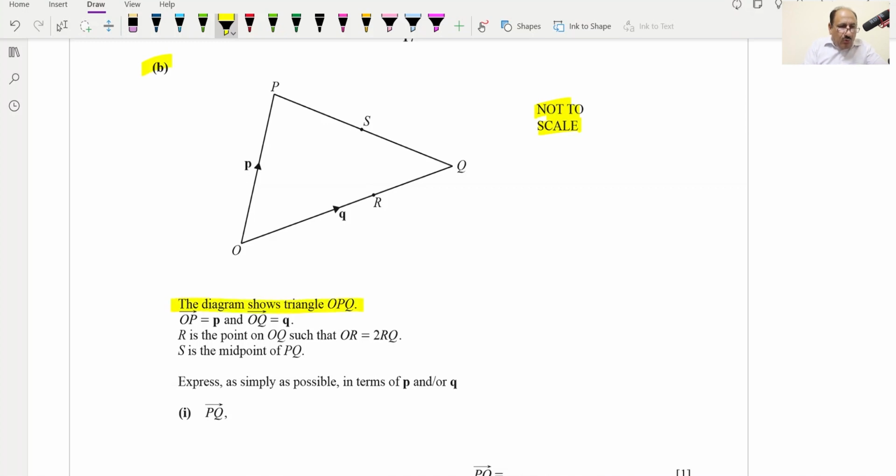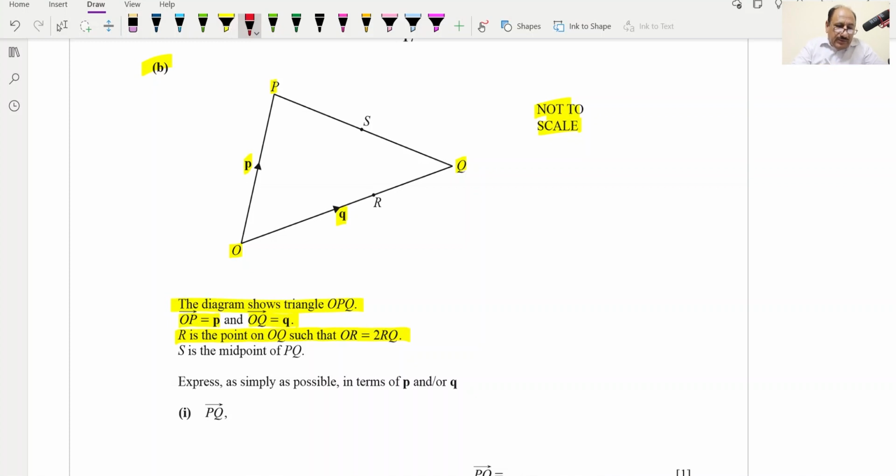Part B says not to scale drawing, and the diagram shows triangle OPQ. OP is equal to P, which is this one, and OQ is equal to Q. R is the point on OQ such that OR is equal to 2RQ.